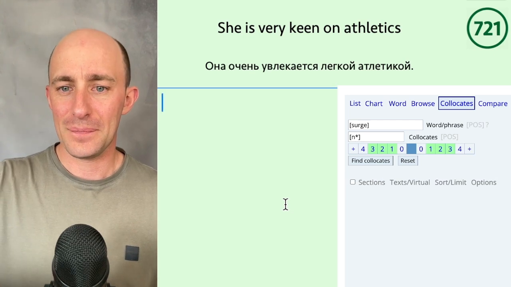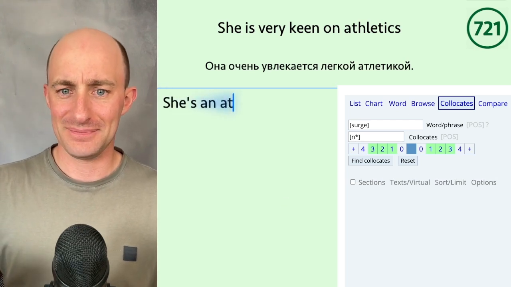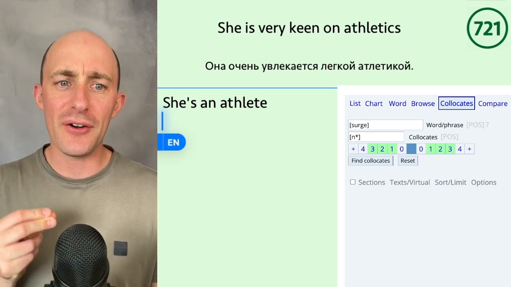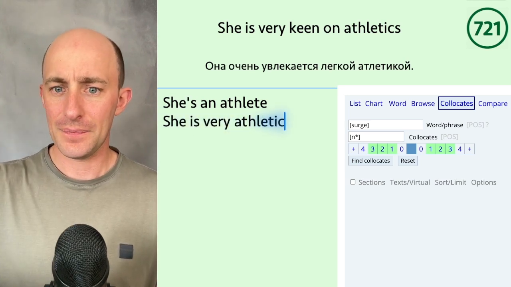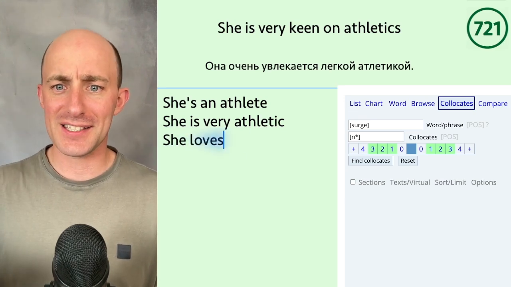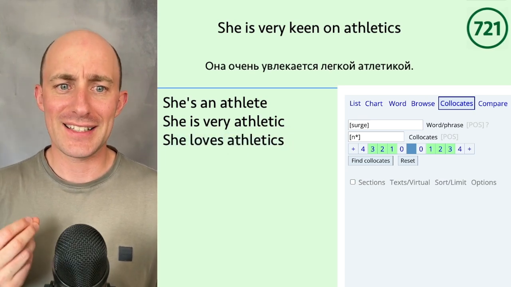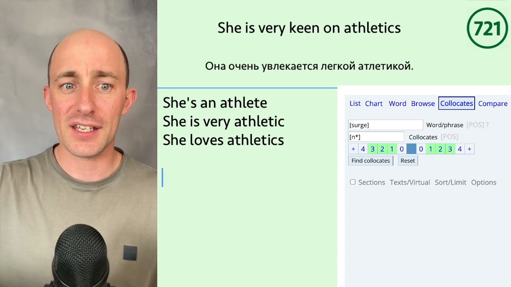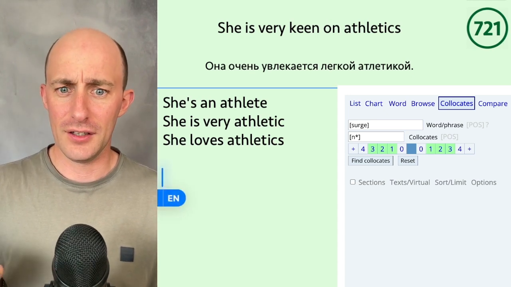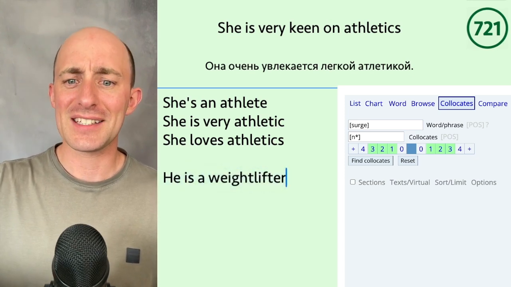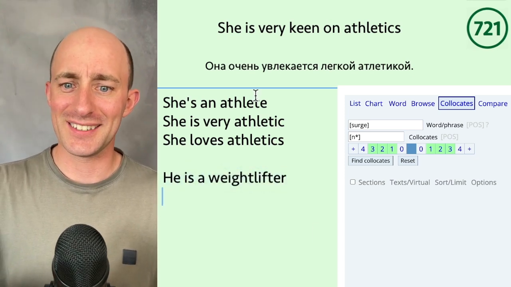Athletics. She's an athlete. Она спортсменка. She is very athletic. Она очень спортивная. She loves athletics. She likes легкая атлетика. Кстати, тяжелая атлетика is weightlifting. He is a weightlifter. That's about тяжелая атлетика.